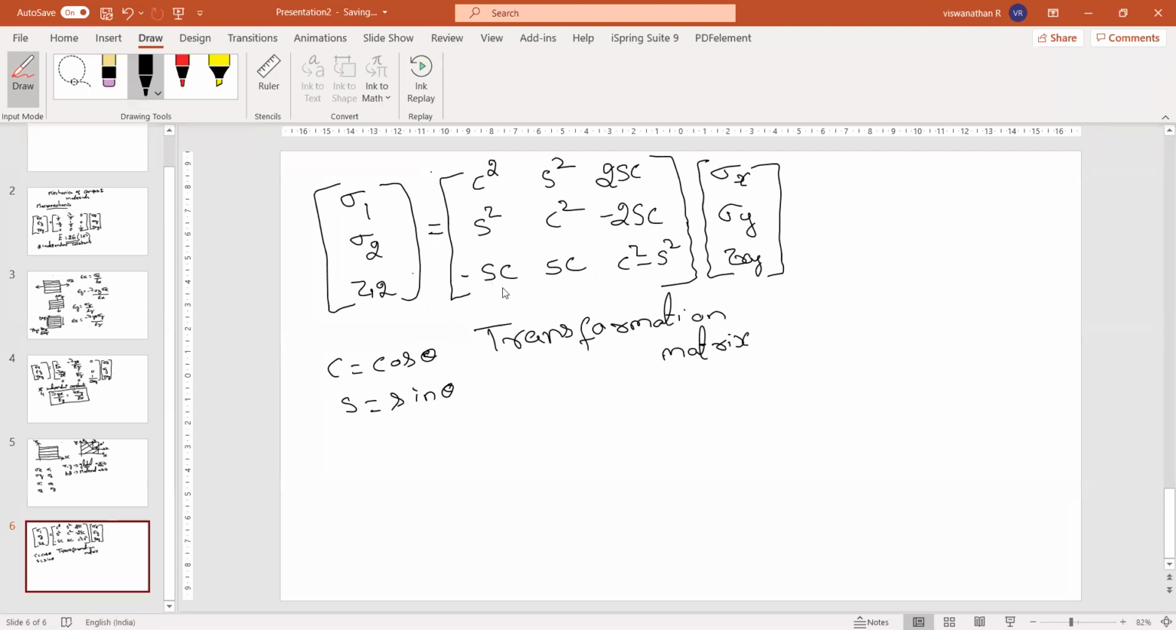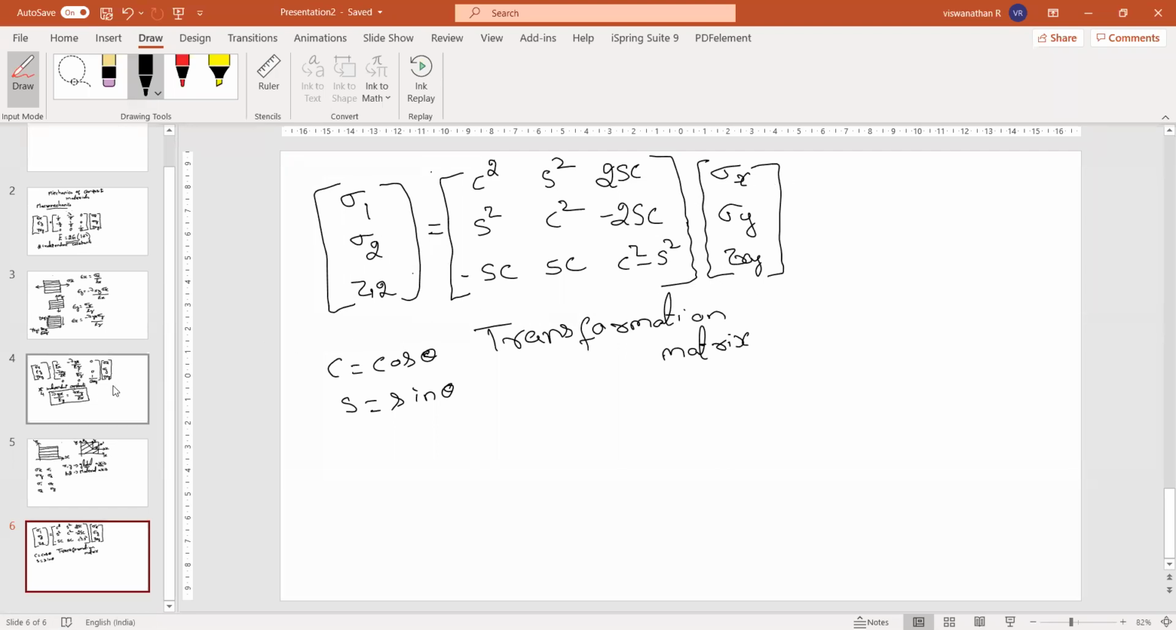You don't worry about these formulas. In a test or exam, the formula sheet will be provided where you will have all these things. You need not remember anything. Even in a regular exam, you need not worry. All these would be provided. You need not memorize all these things. So this is called the transformation matrix, and you are finding the local stresses knowing the global stresses.